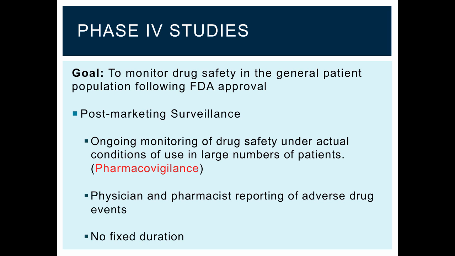This involves ongoing monitoring of drug safety under actual conditions and is sometimes referred to as pharmacovigilance. Pharmacists and physicians play an important role in this process by reporting adverse drug events, and there is no fixed duration. A recent example of a drug that was pulled from the market based on Phase 4 post-marketing surveillance is Avandia, also known as rosiglitazone, which is a drug that's used for type 2 diabetes.